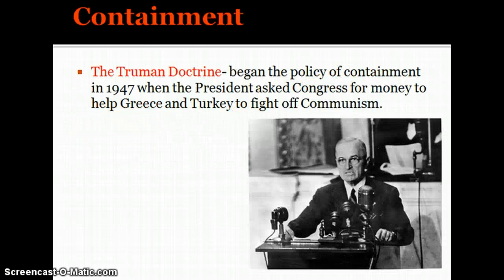President Truman provided a very obvious example of this in 1947 when he asked Congress for money to help Greece and Turkey fight off communism. That was known as the Truman Doctrine.